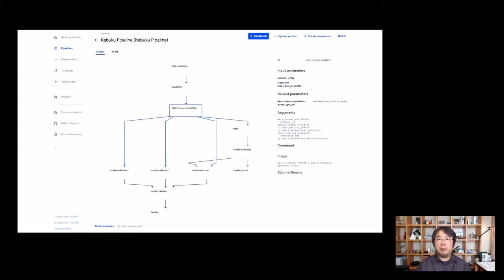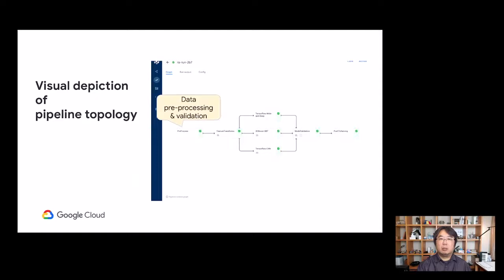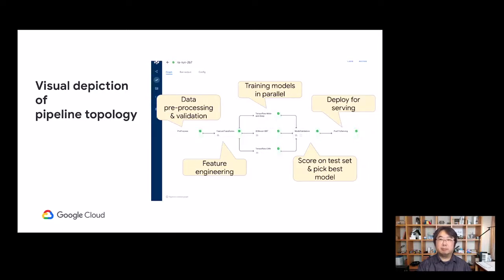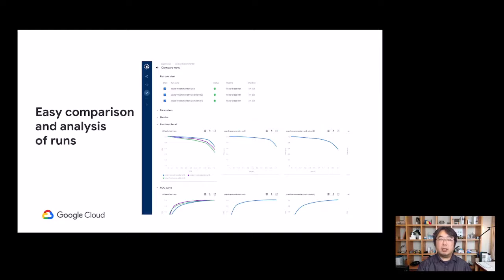With AI Platform Pipelines, you can easily check what is happening in the production machine learning pipeline by using the user interface and console. For example, what's happening in the data preprocessing or validation phase? What's happening in the feature engineering? How is the training process going? And what are the metrics you are getting from the training data, training model, and so on? So that you can easily compare different metrics like accuracy, ROC, and so on, on different timestamps or versions of the datasets or the machine learning models.